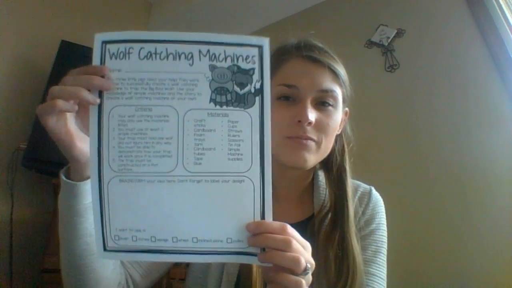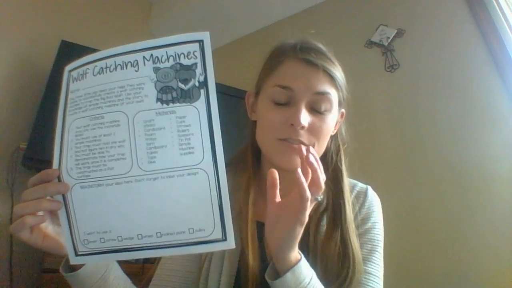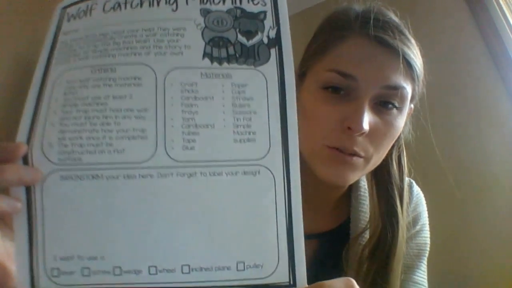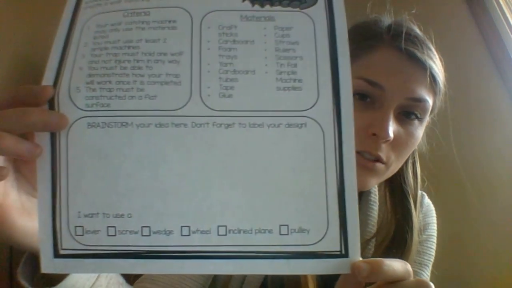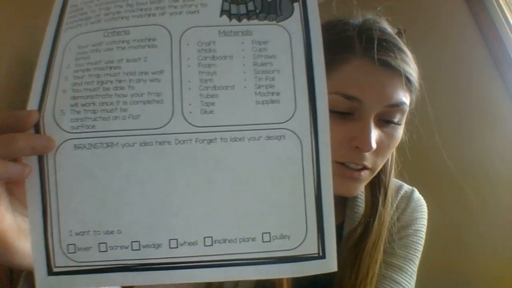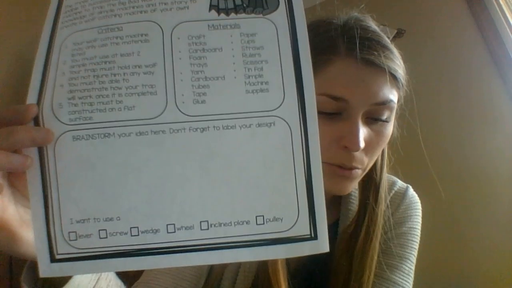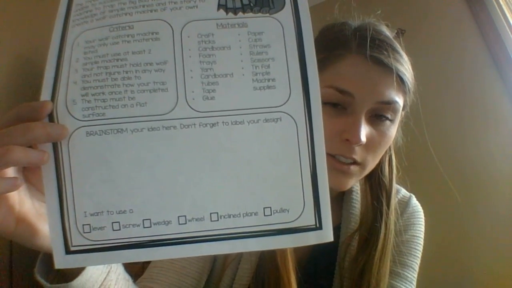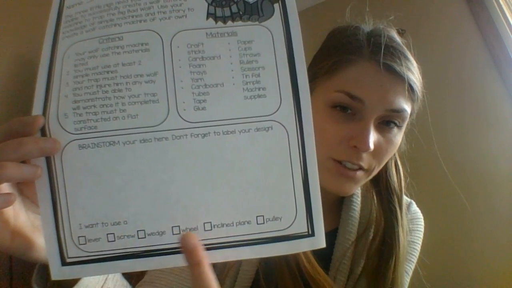Then the students will get a worksheet that looks like this. I do have this one. And I got this off of Teachers Pay Teachers. It's fantastic. I'll try to zoom in on it. So they'll have to brainstorm an idea on here. And they have to label the materials for their trap. They must be sure to write down the 2 simple machines that they are using. So you can see they can just check off down here what simple machine they use.